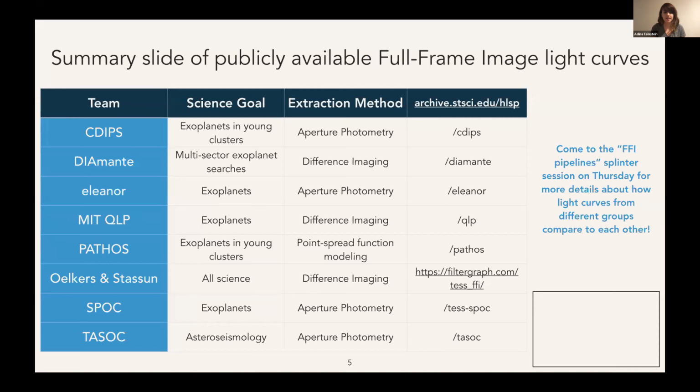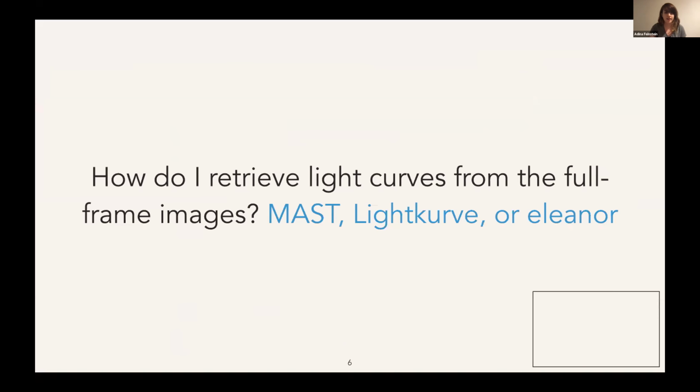But I think the main takeaway is that you should really use all of the light curves that are available to you. Even if you're just using one light curve right now, it's always good to cross-check your signals with other teams. And then at the end of my talk, I gave these cute little GIF animations of how you can go about extracting light curves from a Python notebook.